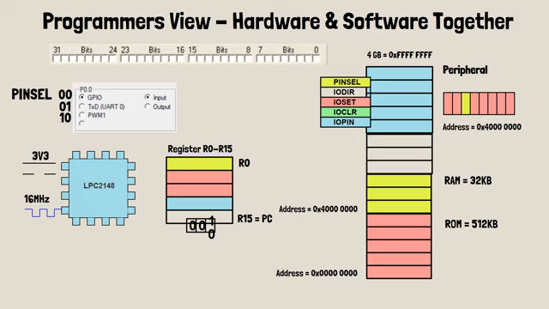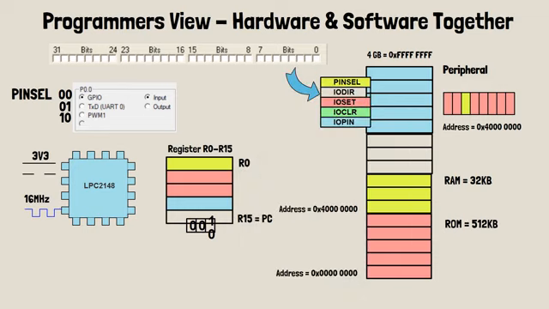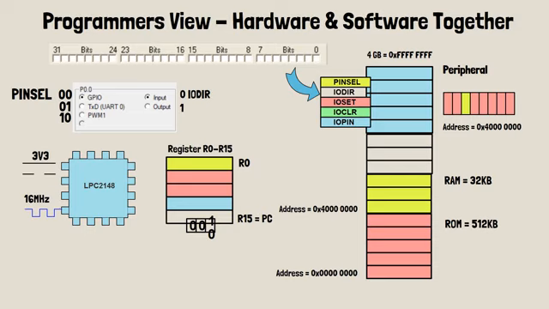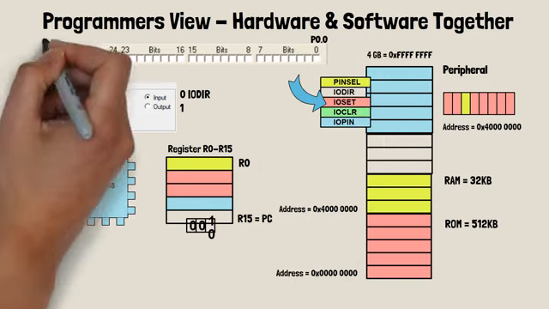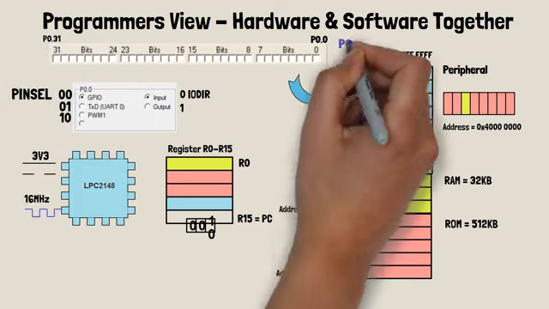Each general purpose I/O pin is controlled by 4 registers. If the bit in the I/O direction register is 0, then the corresponding pin is configured as input, and if the bit is 1, then the pin is configured as output. If the pin is output, then a 1 in I/O set register can set the output pin high, while a 1 in I/O clear register clears the output pin to low. The status of the I/O pin can be read by I/O pin register. 32 pins are grouped together to form P0 port. We have 2 ports in LPC 2148, port 0 and port 1.